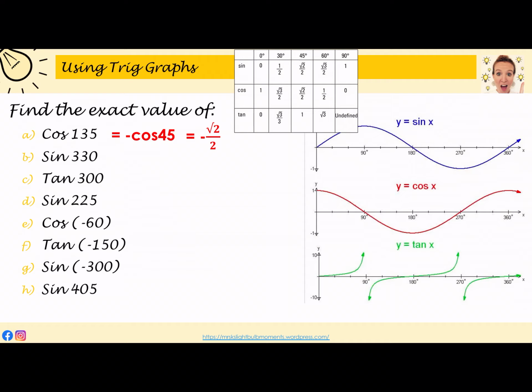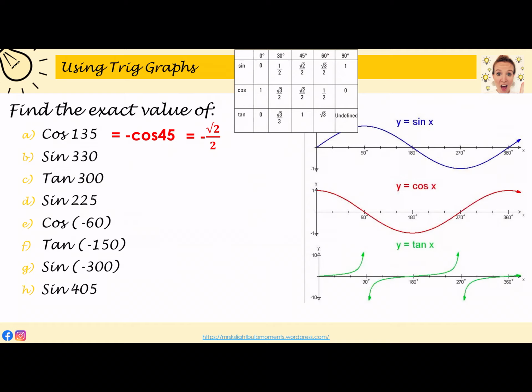So that would mean without a calculator, you've got to work out the answer to cos 135. Now that's not on our table. We don't learn the exact value of 135, but we can use the symmetry of the curve to convert it to an angle that is on our table. So here, cos 135 is the same as minus cos 45.